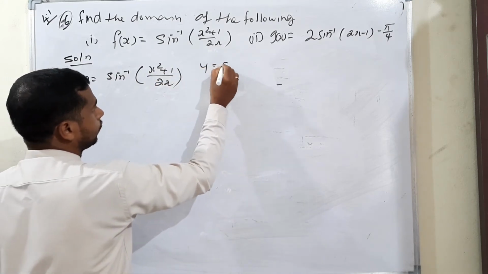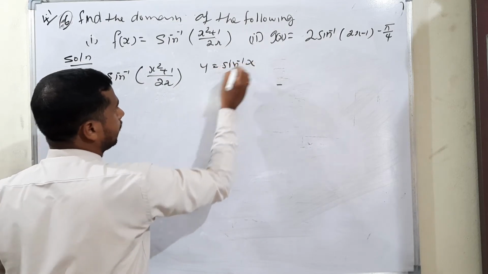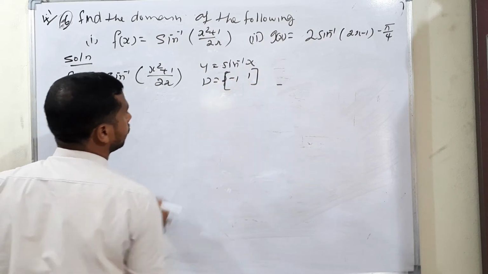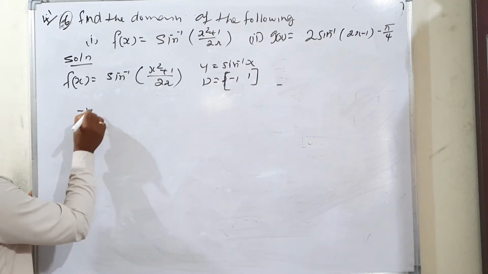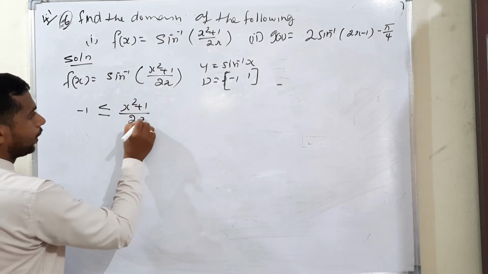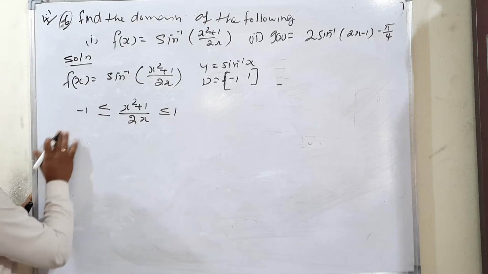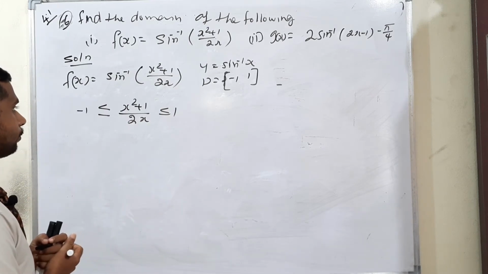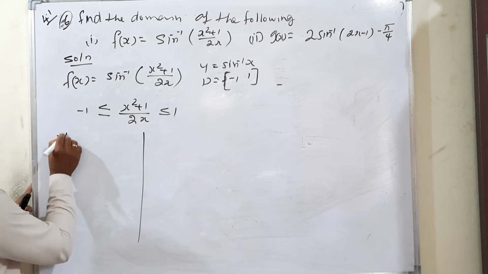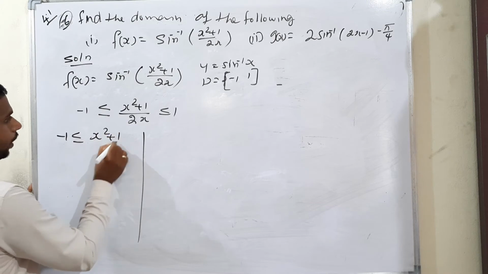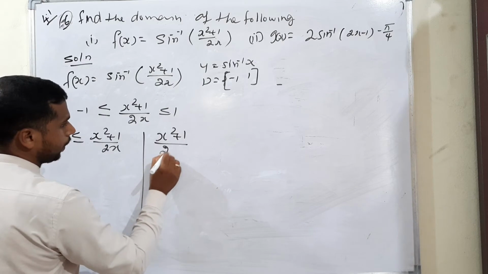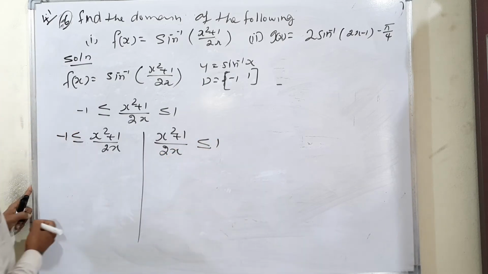So y is equal to sin inverse x, whose domain is minus 1 to positive 1, isn't it? So minus 1 is less than or equal to x square plus 1 divided by 2x, which is less than or equal to positive 1. Therefore, if we separate the terms, minus 1 is less than or equal to x square plus 1 divided by 2x, and x square plus 1 divided by 2x is less than or equal to positive 1.